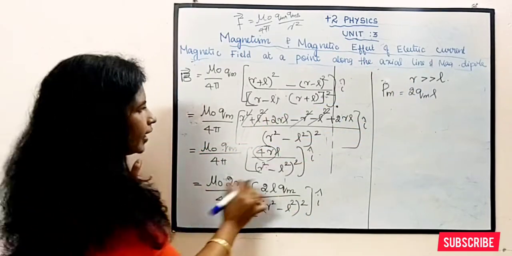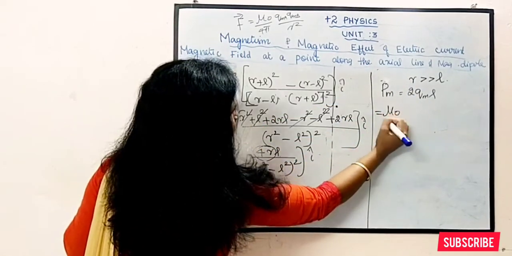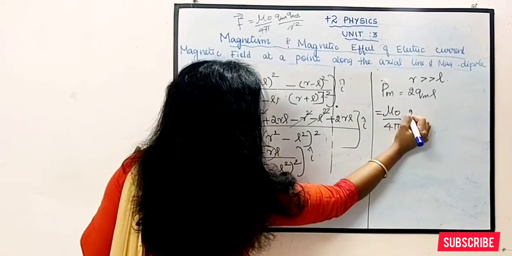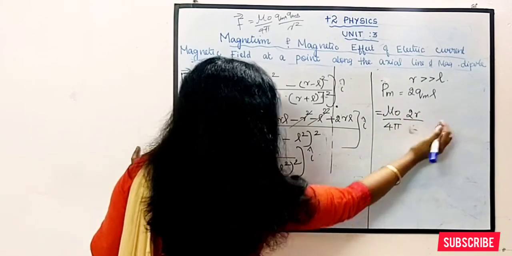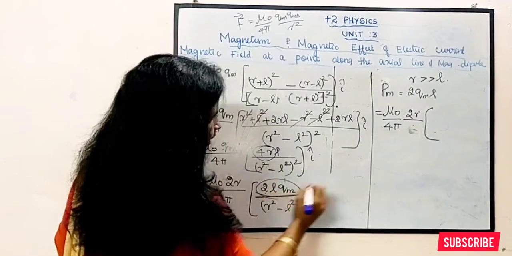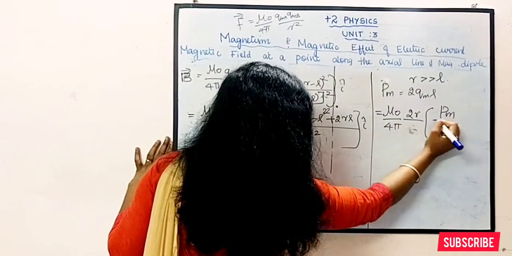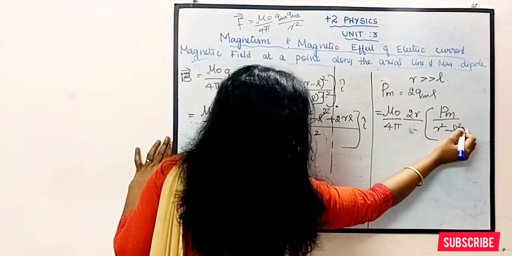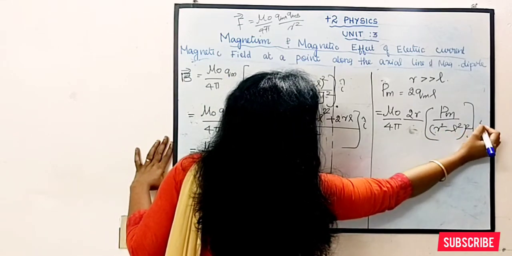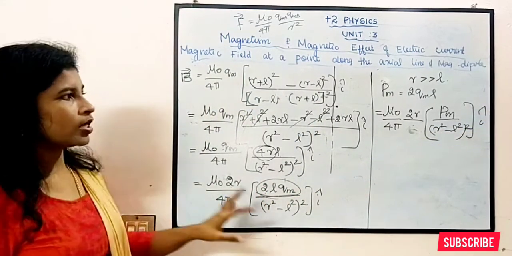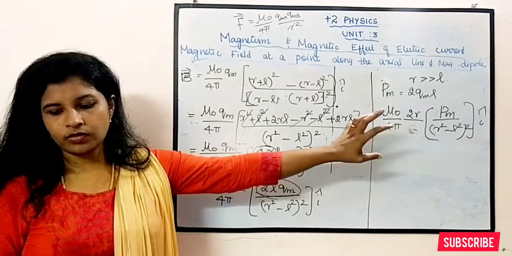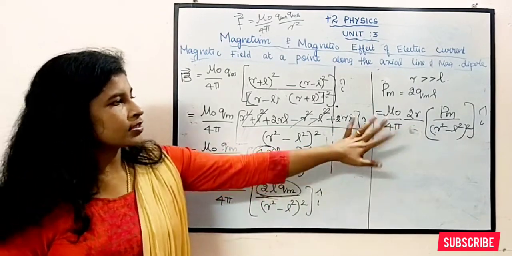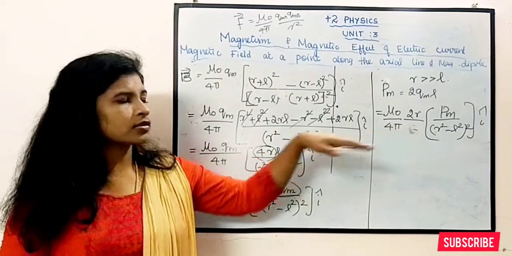So instead of that, I can write this is equal to mu naught by 4 pi, 2r Pm by (r square minus L square) the whole square into I cap, okay. So instead of this, I have written like this. Okay. The next one. So this is the final result. If you write this, you will get marks.